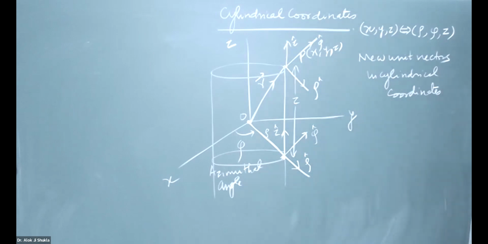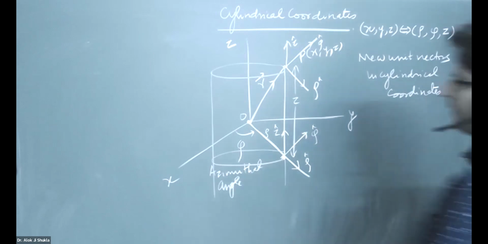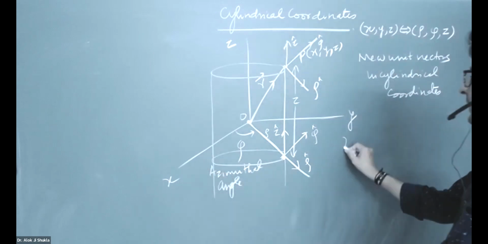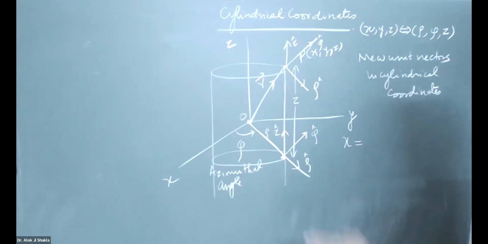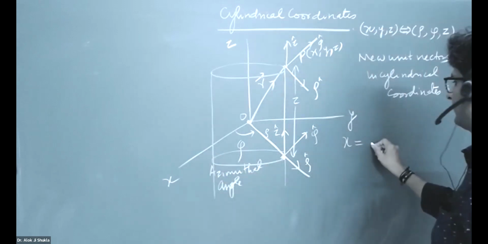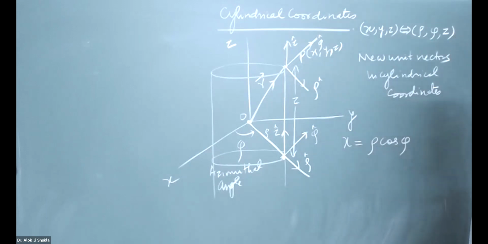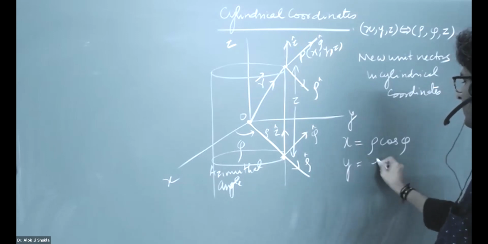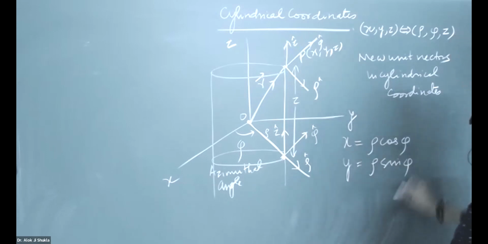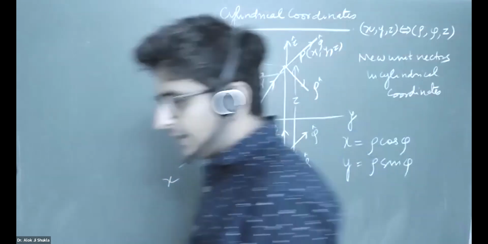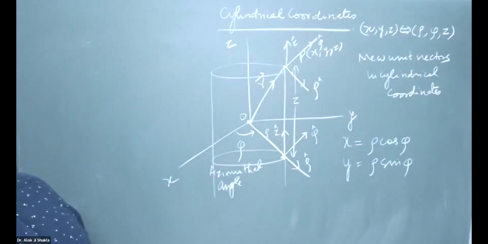So for example, if I want to write the value of x, please see this. x is equal to rho cos phi. Can you see that? Rho cos phi. Yes. Resolution of vector. Yes, sir. And y is equal to rho sin phi. बताओ भाई, किसी को कोई डाउट है तो पूछते रहना.